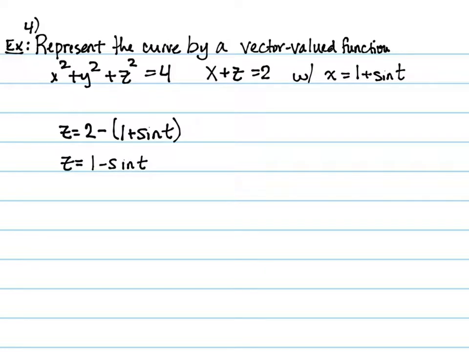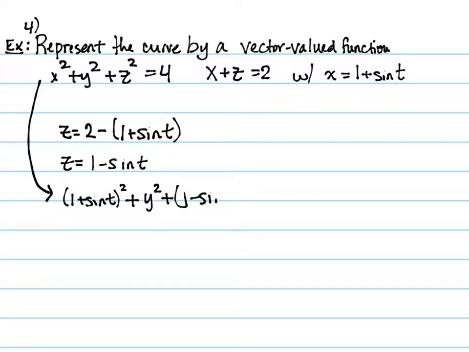And then what would I do to find y? Yeah, you guys are both right. You're going to use that x value and that z value, now in terms of t, in the equation that's got all the squares in it. So x squared, where x is 1 plus sine t, squared, plus y squared, which is the one we don't know, plus z squared, where z is 1 minus the sine of t, squared. And it's supposed to equal 4.